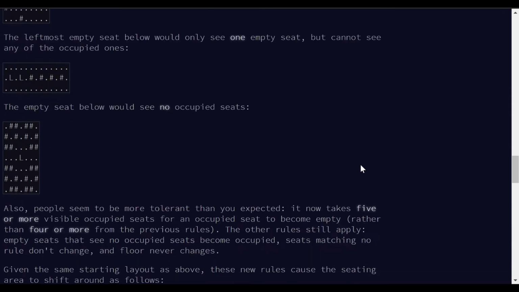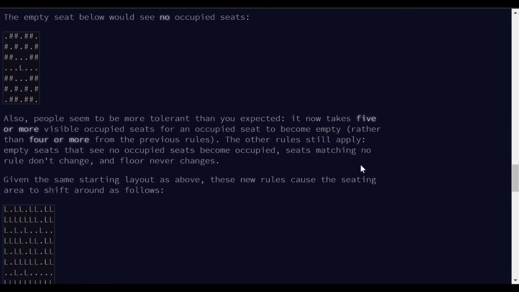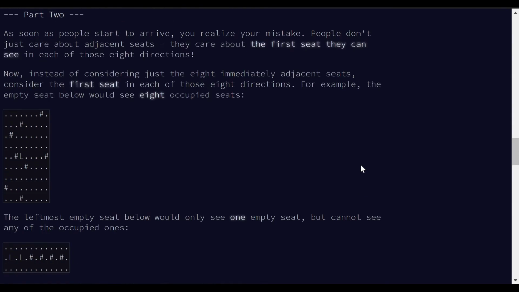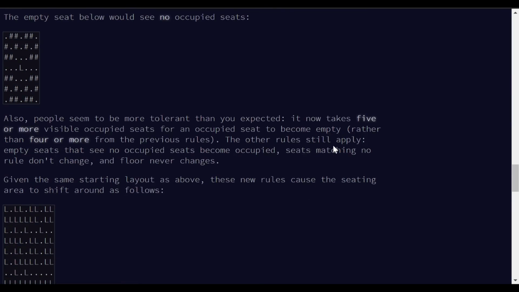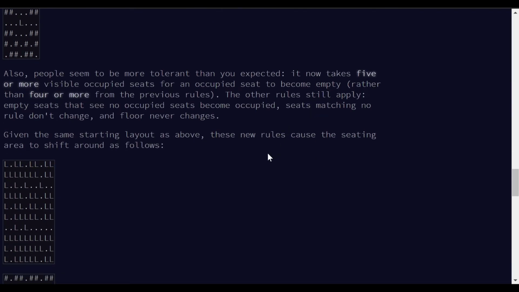Oh man, doing it with zippers would have been so great. Maybe. The first seat, so not floor. They're looking for seats or occupied. The leftmost empty seat would see only 1 seat, and that's this empty one. Okay. Got it. And people expect 5 instead of 4.